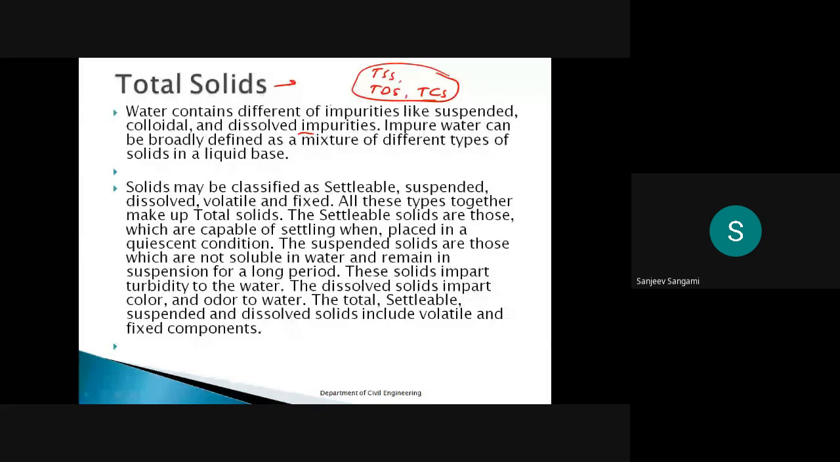Impure water can be broadly defined as a mixture of different types of solids in liquid phase. Solids can be classified as settleable, suspended, dissolved, volatile, and fixed. We'll discuss how exactly we calculate these. All these types together make up the total solids.